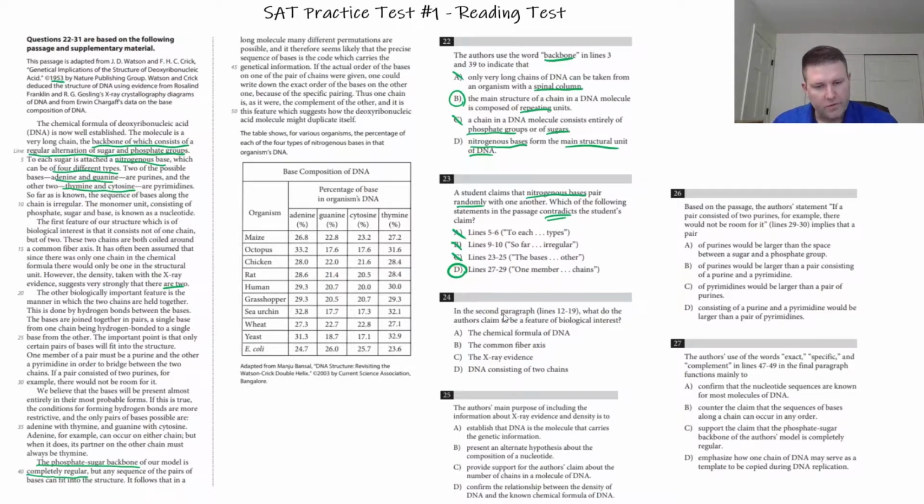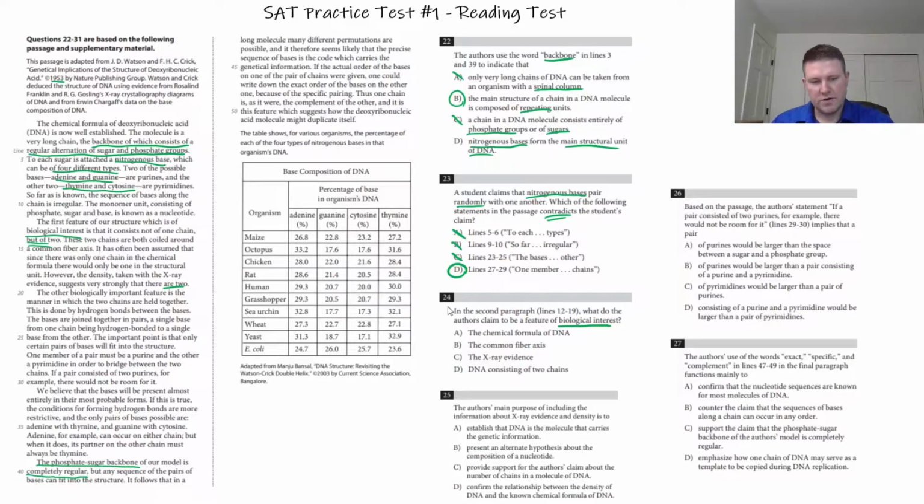And then for 24 here, in the second paragraph, lines 12 through 19, what do the authors claim to be a feature of biological interest? So they actually say biological interest in here, so I'm going to hone in on that. So right around line 11, 12 actually. So the first feature of our structure, which is of biological interest, is that it consists not of one chain, but of two, okay? So they're really concerned about the fact that there are two chains of DNA and not just one.